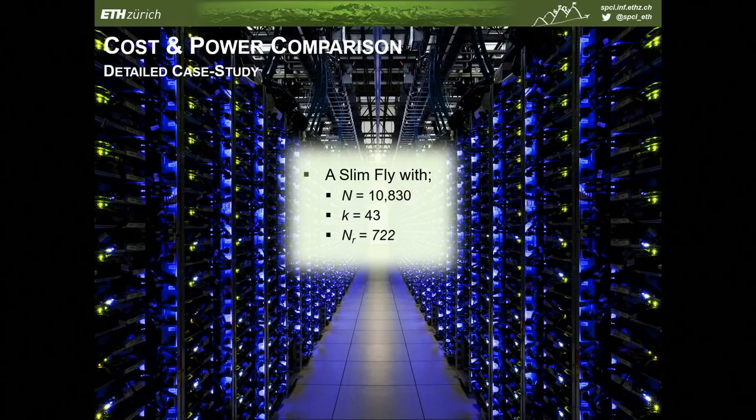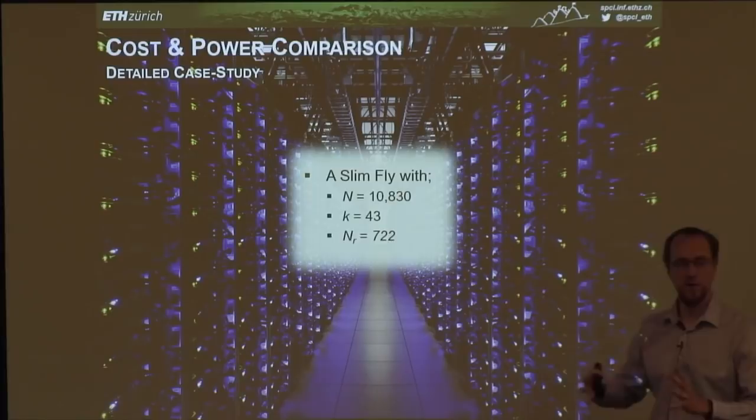So let's just look at a case study. Let's assume we want to build a network with 10,000 endpoints, which in the Slimfly would get us a necessary radix of 43, and would get us only 720 switches with 10,000 endpoints. I find this pretty cool, actually. Very small number of switches.